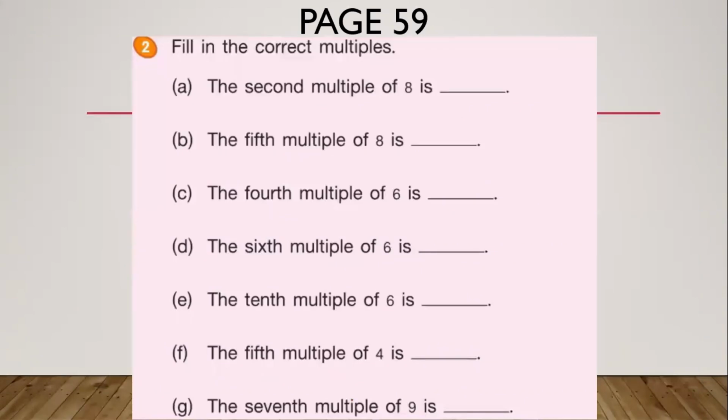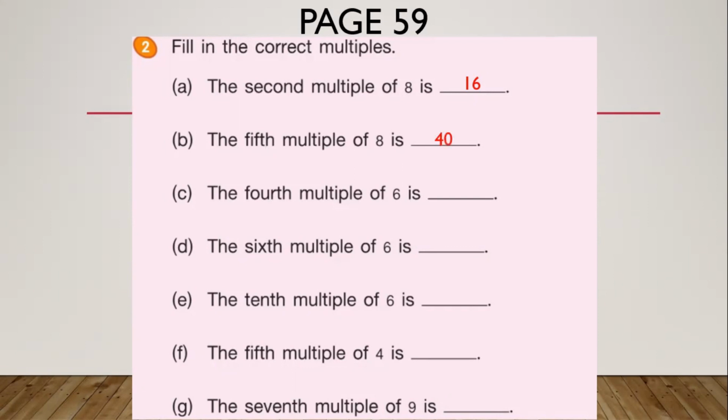Fill in the correct multiple. So A, the second multiple of 8 is blank. What's your answer? The second multiple of 8 is 16. Very good. In short, 8 times 2 is 16. Next, letter B, the fifth multiple of 8 is blank. So 8 times 5 equals blank. What's the answer? 40.